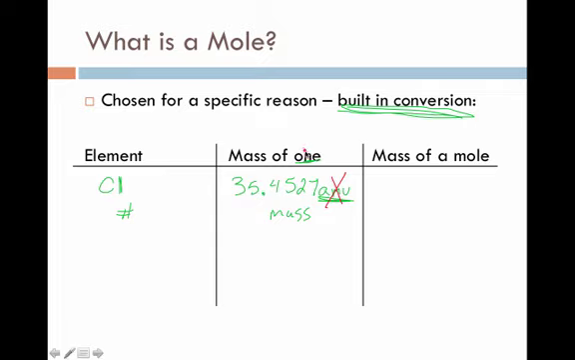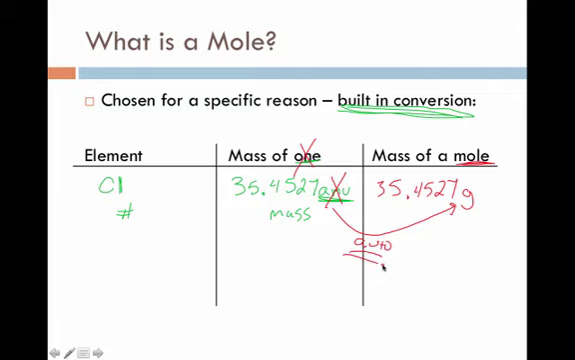Instead of measuring things one at a time, which is not typically what we do, we want to measure the mass of an entire mole of these things. And here's where the magic starts to happen. If we get a mole of these atoms together, they will have a mass of 35.4527 grams. And what Avogadro has really done here is he's built in a conversion factor that automatically converts us from atomic mass units into grams.